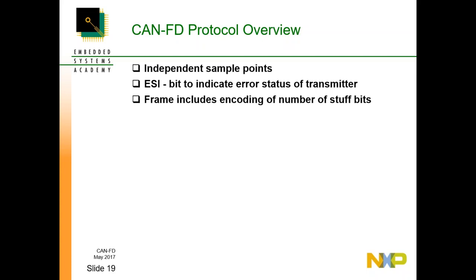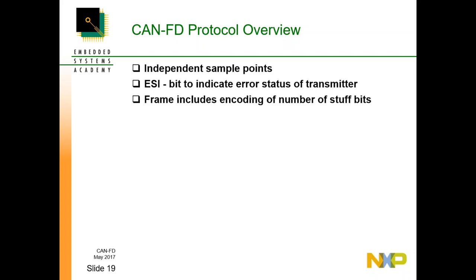CAN FD allows the current error state of the controller, active or passive, to be indicated in a CAN frame using the new ESI bit. This allows all of the nodes on the bus to determine when a controller is in the error passive state and may have a problem. Action then can be taken in the software layer, for example, attempting to reset the node, setting its own outputs to a default state.